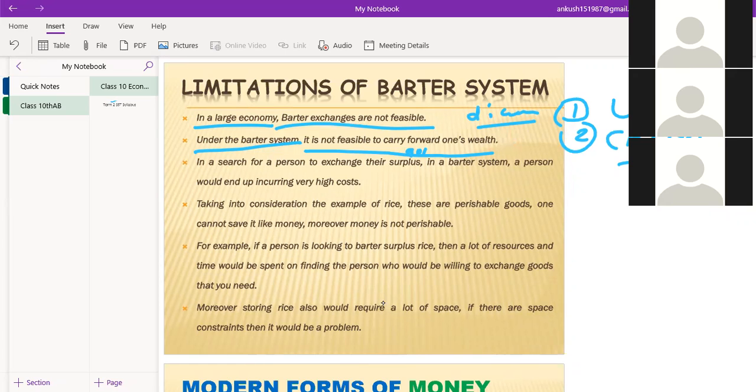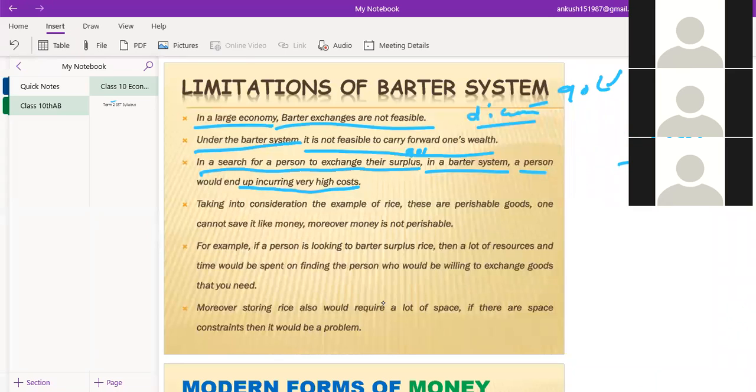The third is, in a search for a person to exchange their surplus in a barter system, a person would end up incurring very high cost. I just told you the example, diamond and gold, isn't it? Are you getting it?